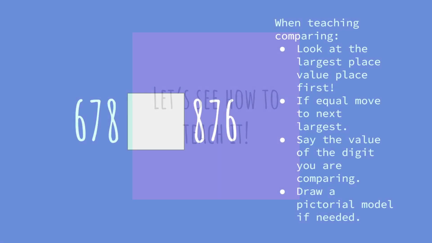So I want to talk about how to teach it. There are some steps that you have to go through. When you give kids two numbers to compare, first you want to look at the largest place value.